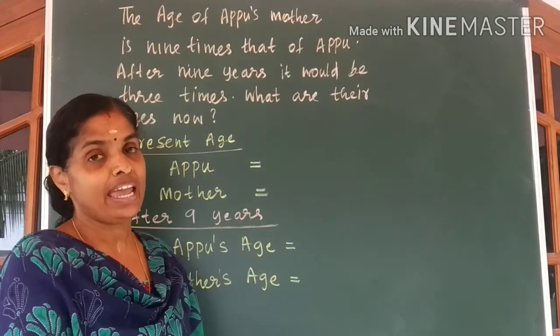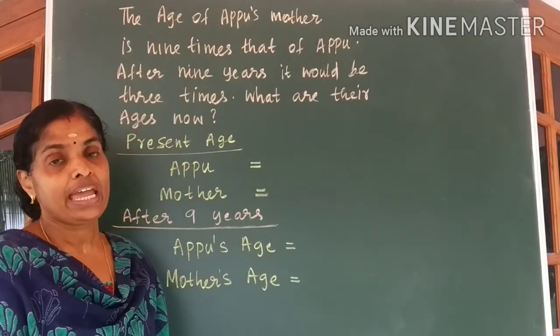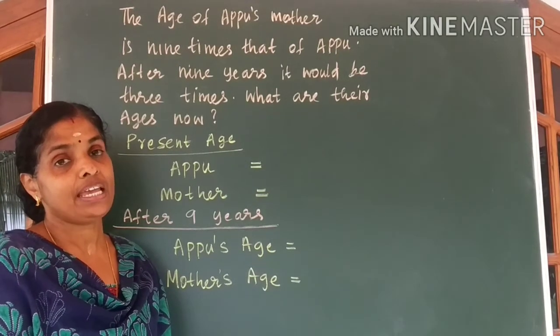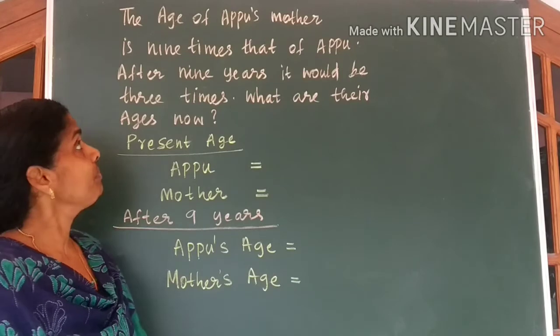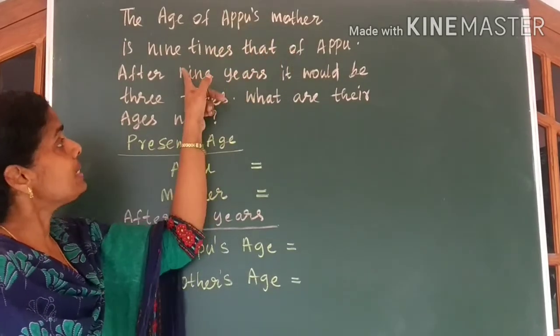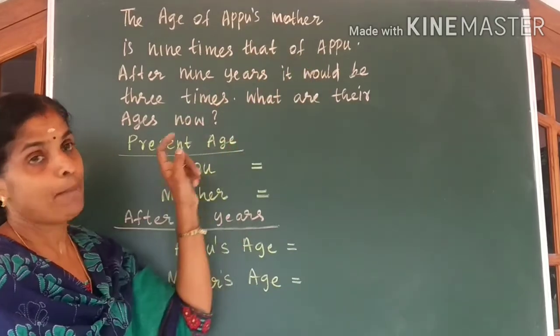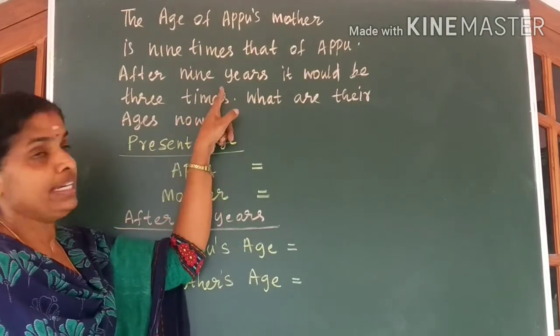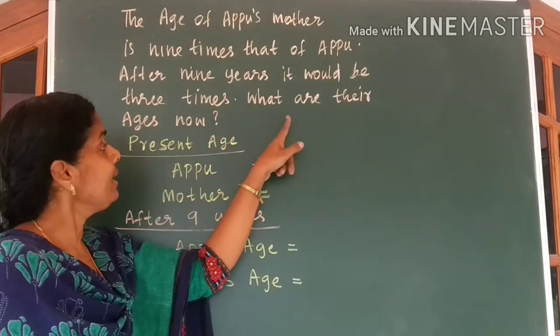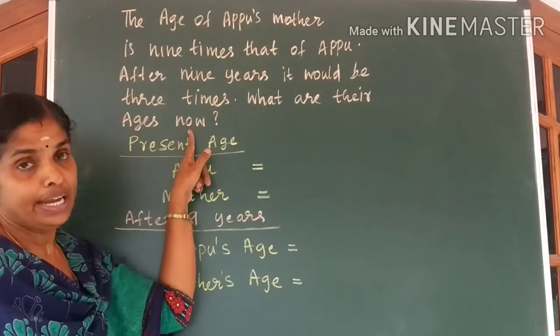Come to the next, age problem, children. Age problems are always important. So let us see a worked out example. The age of Appu's mother is 9 times that of Appu. After 9 years, it would be 3 times. What are their ages now?